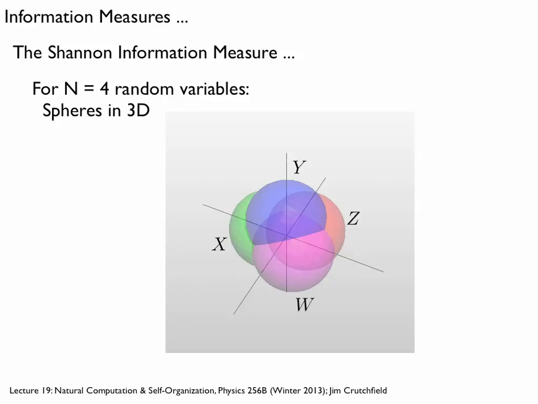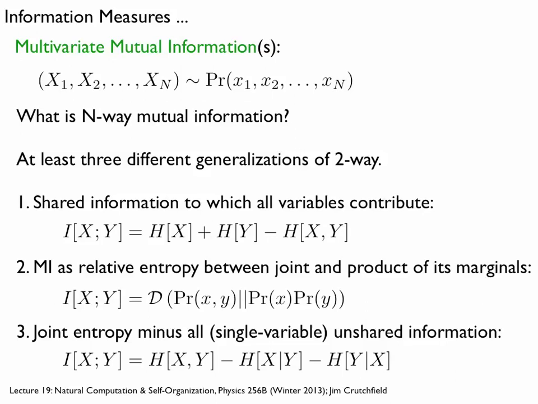Okay, so now, just to finish up here, I want to use some of this to talk about various kinds of multivariable mutual information. It turns out there are a number of reasonable generalizations of what we mean by shared or common information between a set of random variables. The generalizations key off different interpretations of what we think the two-variable mutual information means. There are at least three. There are certainly more, but I'm just going to talk about three.